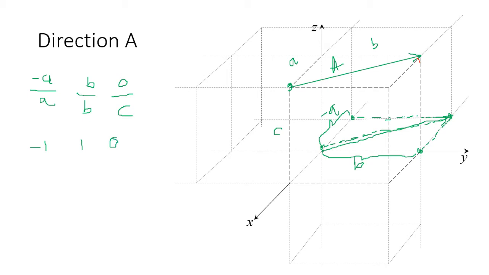Then step 3: if there are any fractions, then we multiply all the indices by a common factor, but there are no fractions here, so there is no need to multiply by a common factor. And finally, step 4 is enclosure inside the square bracket. So I'm enclosing the indices within a square bracket. So 1, 1, 0. We don't write minus here. For a negative index, we give a bar. So 1 bar, 1, 0. Those are the indices of this direction.